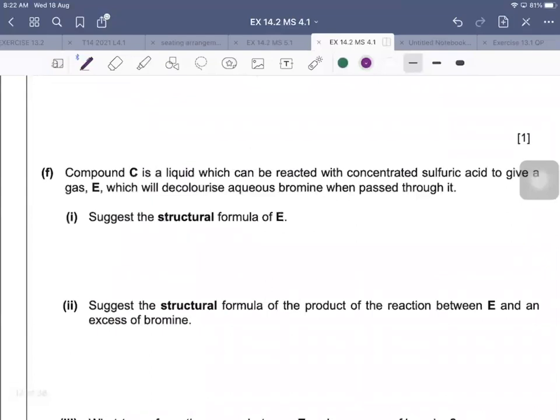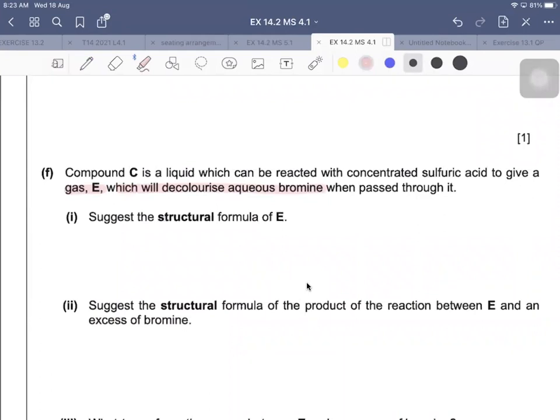Right. So compound C is a liquid which can be reacted with concentrated sulfuric acid to give a gas E, which will decolorize aqueous bromine. Okay, so this is a good hint. Gas E will decolorize aqueous bromine.